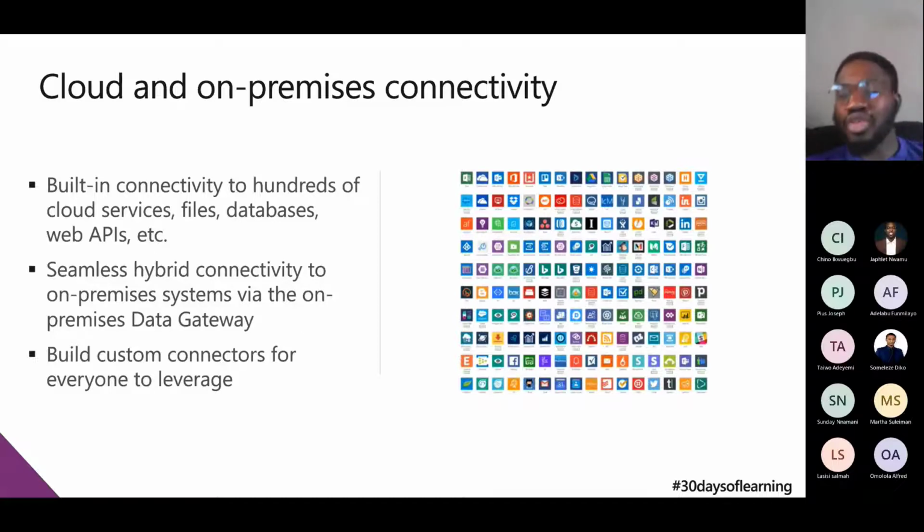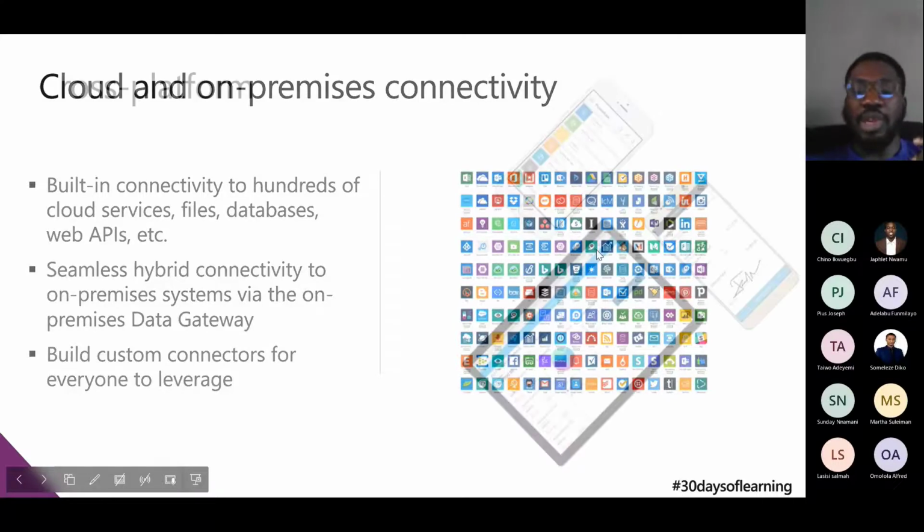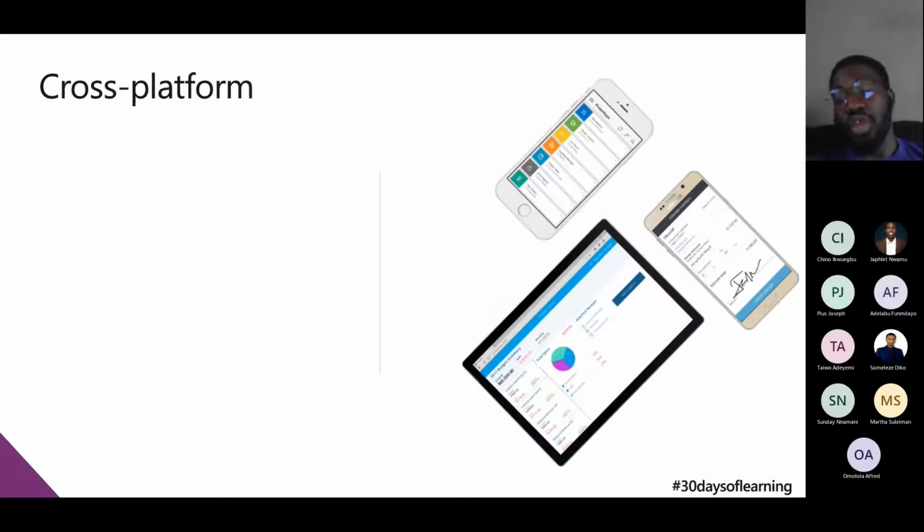And also you can build a custom connector for everyone to leverage. Apart from the fact that you yourself will be making use of the custom connector you've created, at some point, probably with advanced use, we might need a custom connector that is not available as part of what we have here, right? As I mentioned earlier, we have over 700 connectors, but they are still not enough.